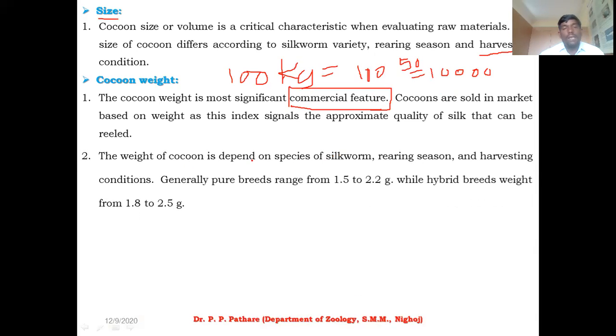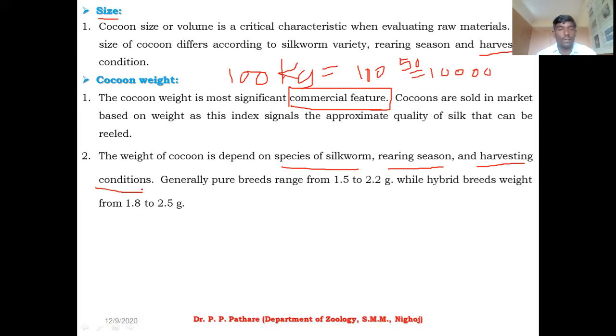The weight of the cocoon mainly depends on the species or breed of silkworm, and which type of species is selected for silkworm rearing. Then the second is rearing season and harvesting condition. These are very important, because I gave information regarding harvesting of cocoon. If you harvest in immature condition, ultimately your weight is variable. So always keep in mind that harvesting is very important. Harvest your cocoon at the proper time to get the proper weight. Do you understand?